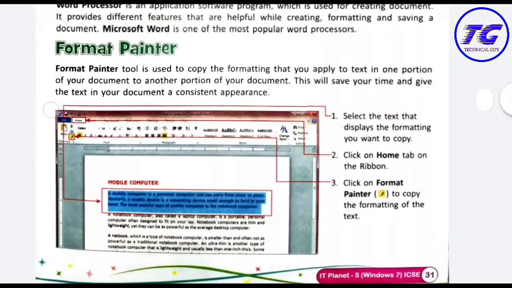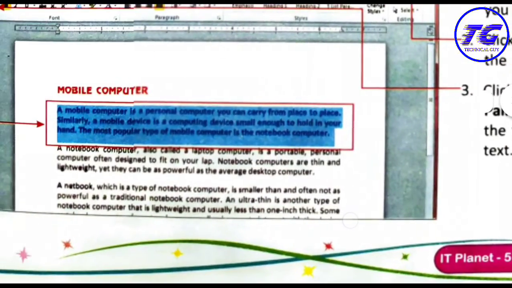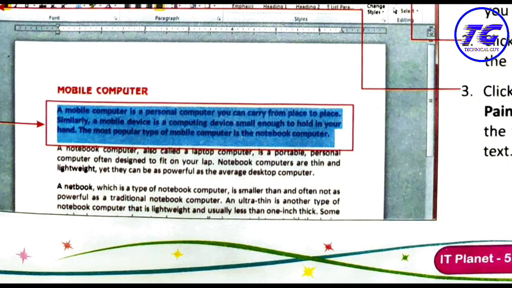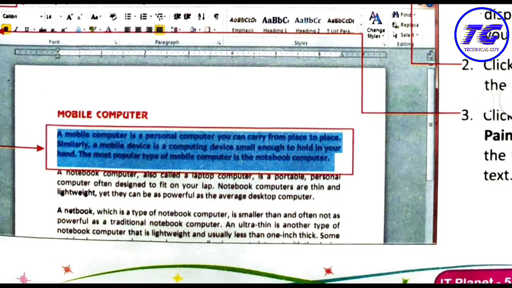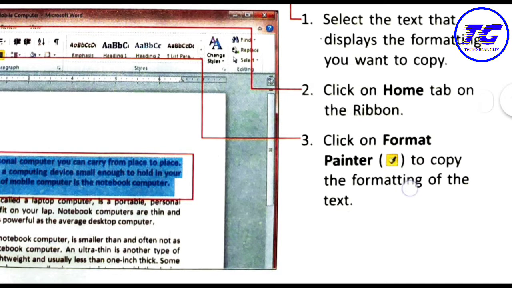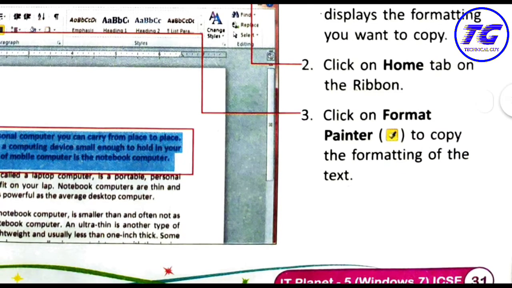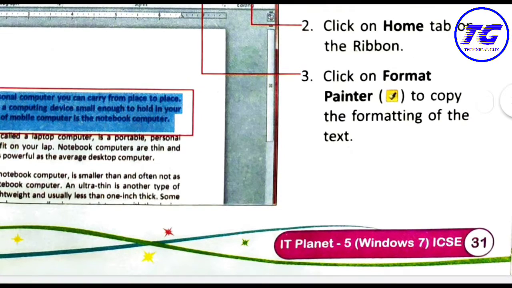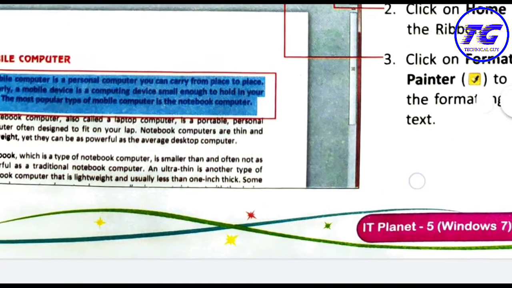For this, you have to type something in MS Word, then select the text from where you want to copy. Here the steps are given. Firstly, select the text that you want to copy, then click on the Home tab, where this button is available, Format Painter. Click on that button.